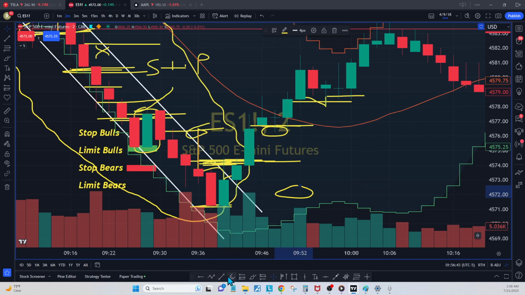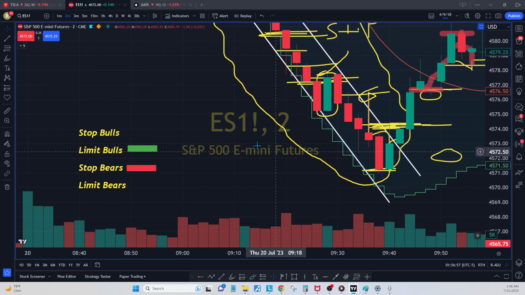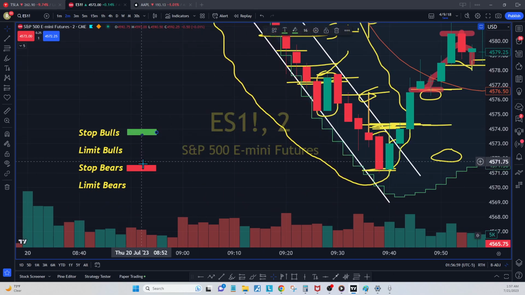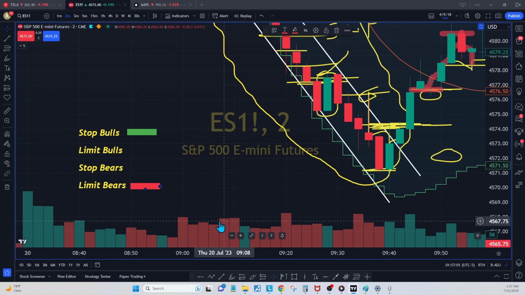You made money from here to here. You bought the top of this, you made money from here to here. Okay, you bought the top of this though, what happened? Uh-oh, pull back. Pull back. All right, but briefly, because stop bulls started making money, not even limit bears could make money.